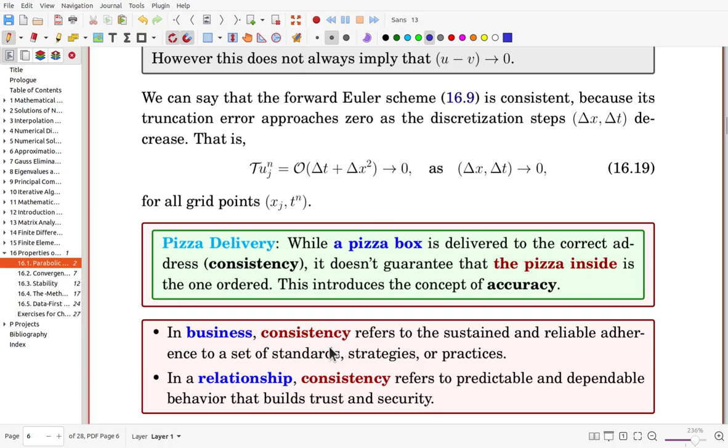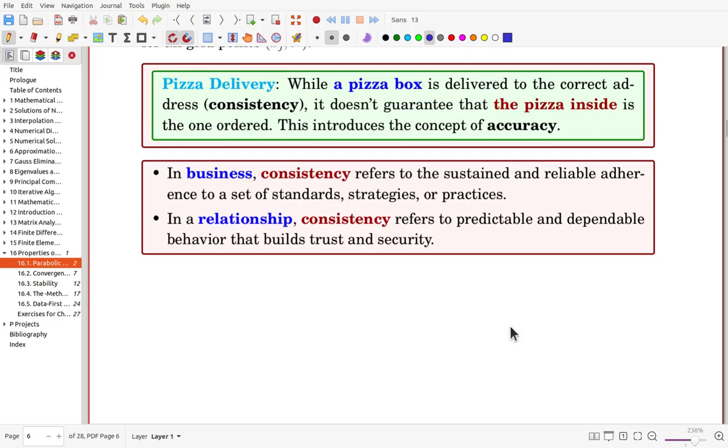In business, consistency refers to the sustained and reliable adherence to a set of standards, strategies, or practices. In a human relationship, consistency refers to predictable and dependable behavior that builds trust and security. People are using consistency in this sense.